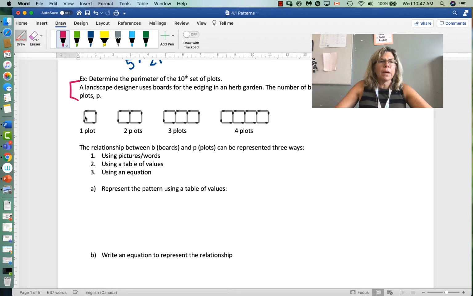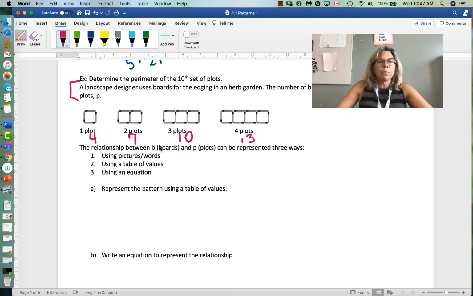Well, because if we have this one, it's 1, 2, 3, 4, so it's 4 boards. And this one is 4 plus 3 more, which is 7 boards. And this one is 7 plus 3 more, so it's 10. And then this is 10 plus 3 more, so it's 13. Okay.